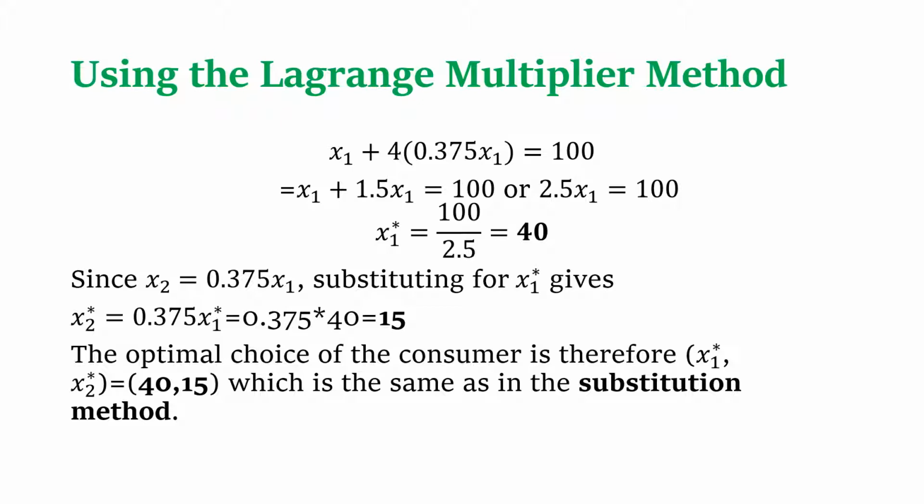40. x2 is 0.375 x1, so we just substitute for x1 star into that. That gives us x2 equals 0.375 times 40, which is 15. So what do you notice here? Is this result different from the one we obtained from the substitution method? No, it's the same.